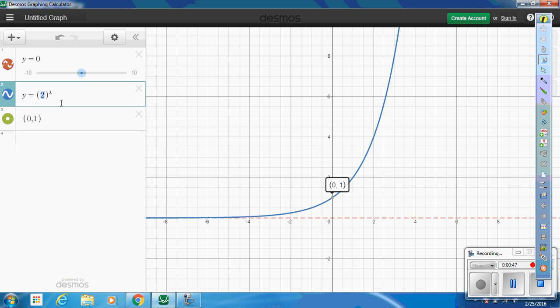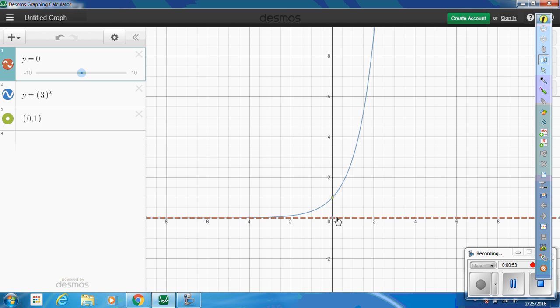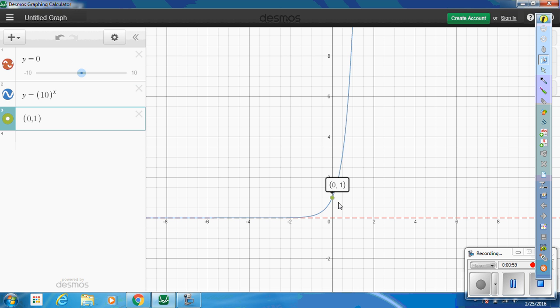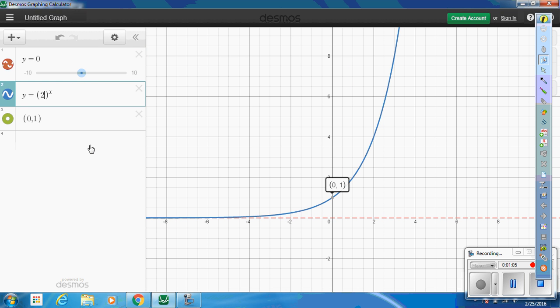If you notice, if we change this number, make it 3, the pivot point and the asymptote don't change. I could make it 10. Pivot point and the asymptote don't change. These are the standard locations for all exponentials. All exponentials have an asymptote and a pivot point, and they don't change based on whether it's growth or even if it's decay. Let's take a look.